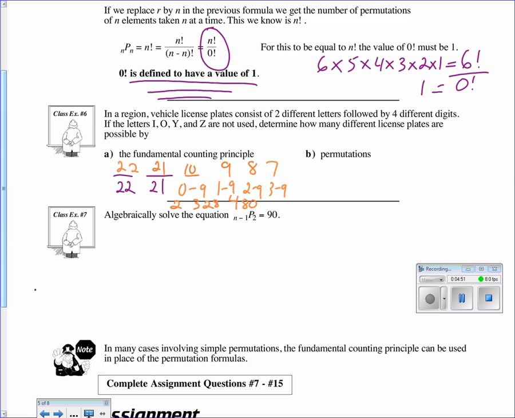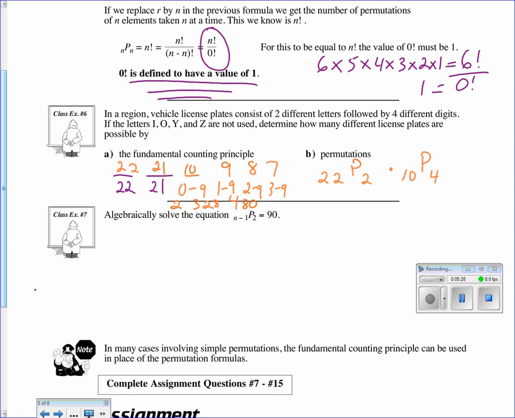Well, if I use my permutation idea, how does that work? That works by taking my 22 possibilities and I'm choosing 2 of them. And this is an AND situation, so it's times. And then I'm taking my 10 possibilities and I'm choosing 4 of them. So 22p2 times 10p4. That number should be identical to the number we got before. Check that out.